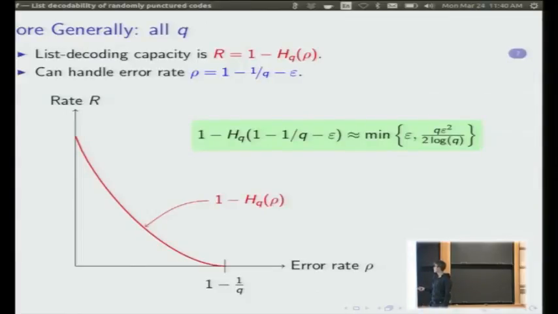Oh, sorry, H sub Q is the Q-ary entropy of rho here. So the Q-ary entropy is just a generalization of the binary entropy, but it turns out that this is the correct answer, the information theoretic limit for the rate. And yeah, so what I've plotted here is what this correct rate should be as a function of the error rate rho. And in particular, I'm interested in this little bit of curve down here where it's very close to 1 minus 1 over Q.